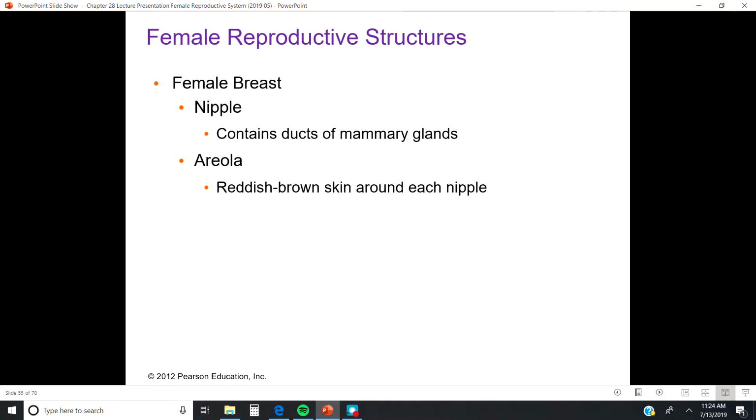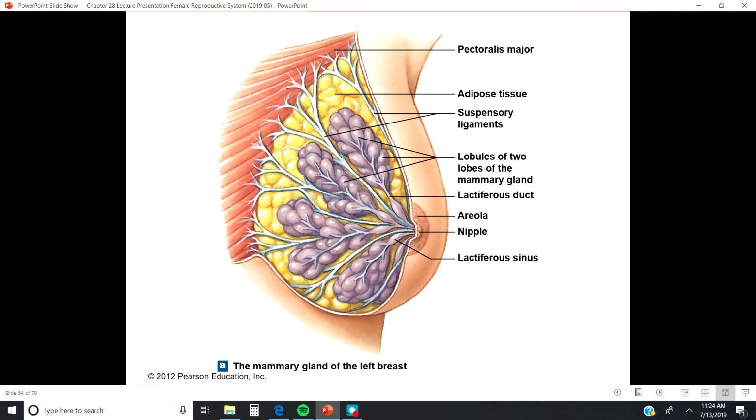Okay, and then finally, the last two structures are the nipple and the areola. The nipple is where the lactiferous ducts all come together, and this is where the breast milk is going to come out. And then this darker area here, sometimes brownish or reddish, is going to be the areola. Okay, so that concludes this lesson on the external genitalia and the breast tissue.